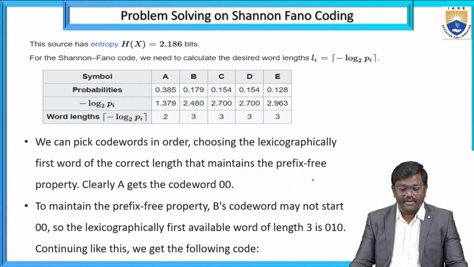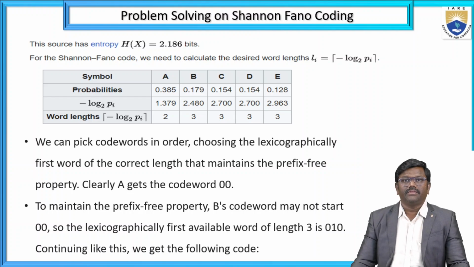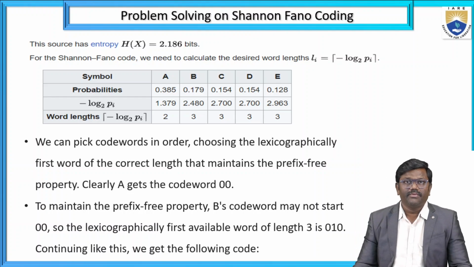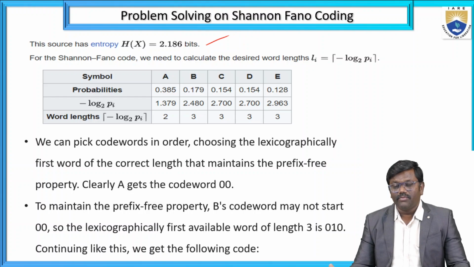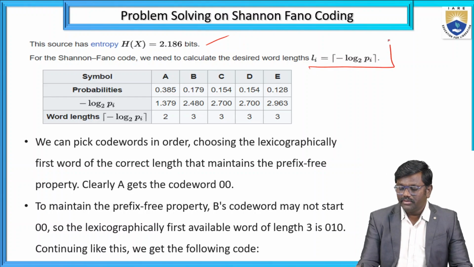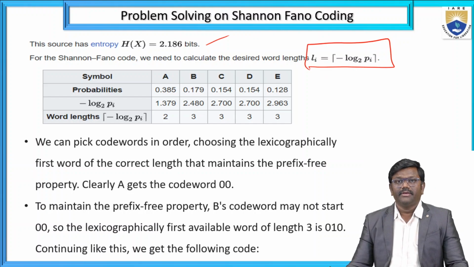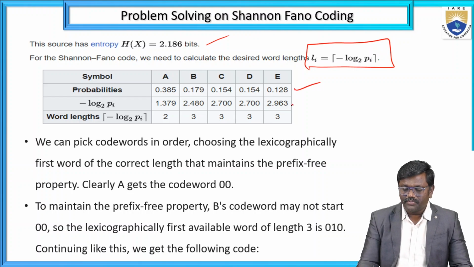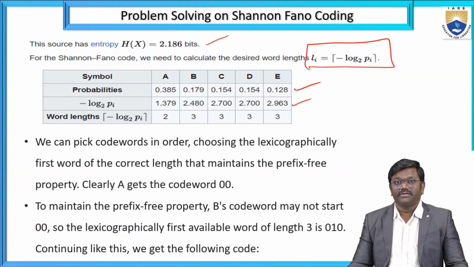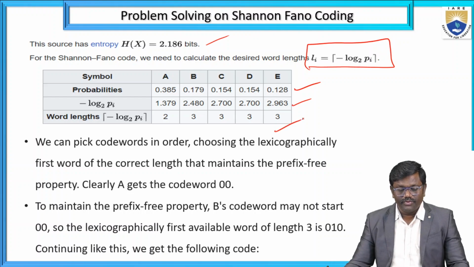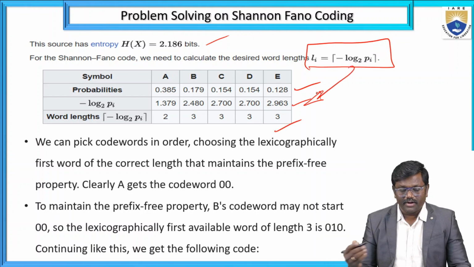Let me take that problem and rewrite the table with the values of the formula. We know the formula for entropy, and we got 2.186 as per the given information. Now we need to calculate the desired word length, that is L average, using the negative logarithm base 2 of pi. Here we substitute the probability values. The symbols are A, B, C, D, and E, and the corresponding probability values are given. We find the corresponding average length of the source code and the word length, and we get the final value. So we fit the code as we apply the formula.